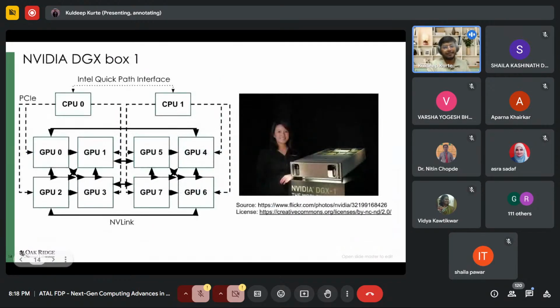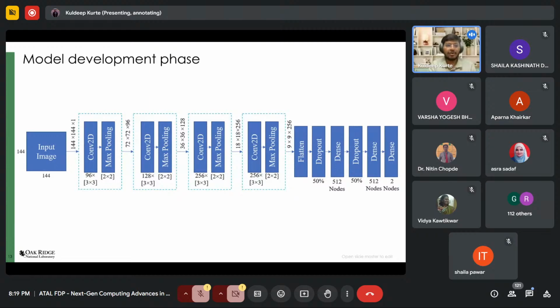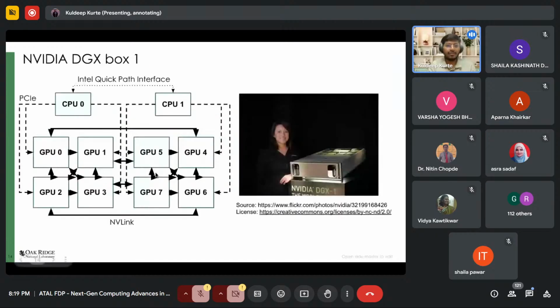Okay, so this is the model development phase. Now, quickly I'll tell you about a system called the NVIDIA DGX1. Since this is about model training, the system that we used to train the model was the NVIDIA DGX. This is how the architecture looks. It's also a rack kind of thing, a standalone system with motherboard and CPU. It has two CPUs, CPU 0 and CPU 1, and a total of 8 GPUs.